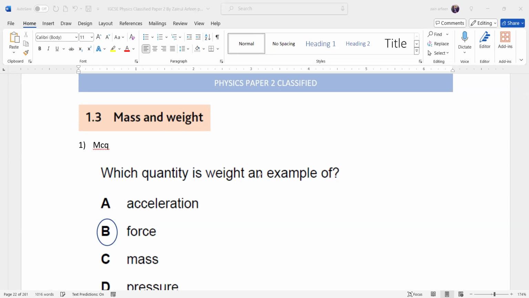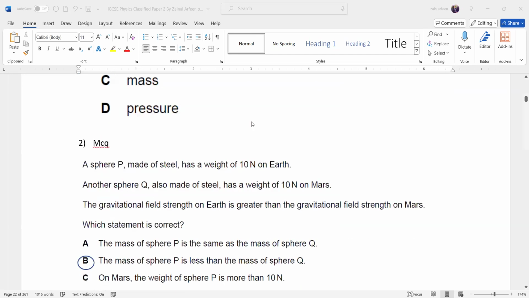Which quantity is weight an example of? So weight is not an acceleration, weight is not a mass, weight is not a pressure, weight is actually a force. The gravitational force is also known as the weight of an object. So it is a type of force.